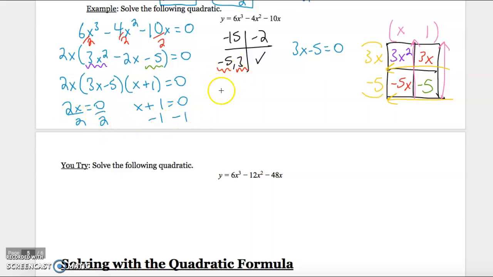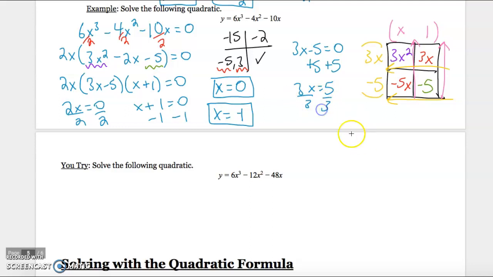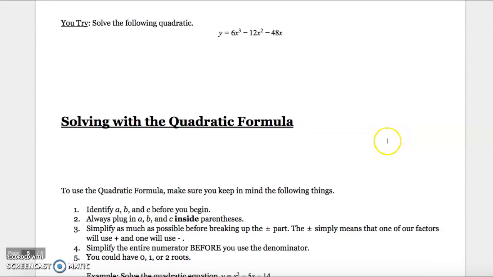Okay, so two of my answers are x equals 0 from my first one, right? 0 divided by 2 is still 0, so that's one answer. My second answer here, when I subtract 1 from both sides, I get x equals negative 1. And then my last solution would be if I solve this one out. So x equals 5/3. Amazing. All right, go ahead and try this you try.